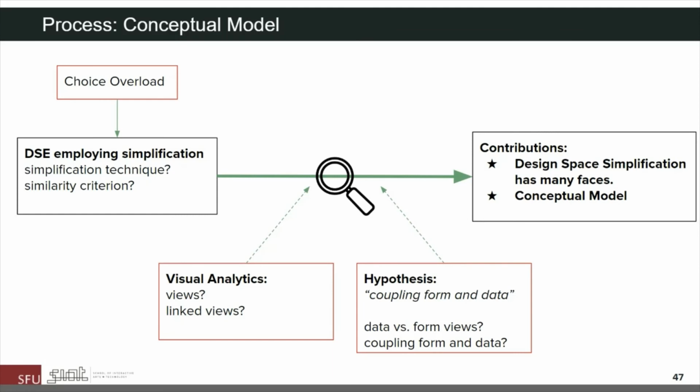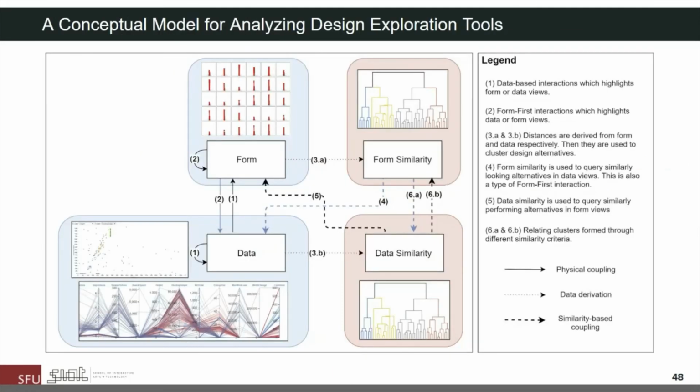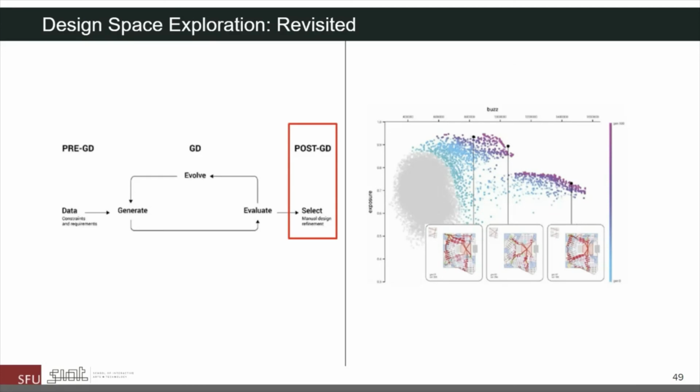The second contribution is a conceptual model. This conceptual model captures the relationships I talked about between the data and the form views, and how simplification relates to all of that. This model may help in analyzing other systems through the same lenses that we use in this paper. Now, if you recall, the goal of our research is to generate insight that would help us in designing better tools in the future. And these tools are aimed at exploring the outputs of generative design.